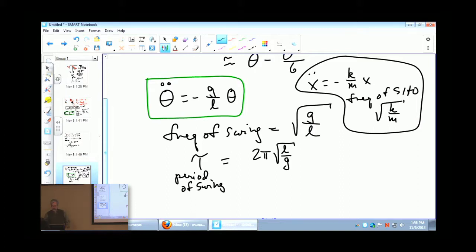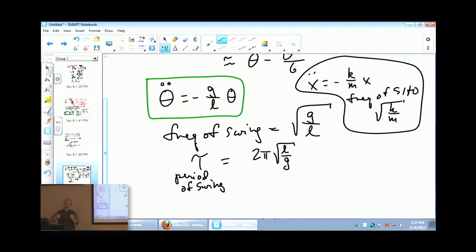Notice that the frequency of the swing doesn't depend on the mass. The mass has dropped out. That's because gravity depends on the mass, and so does the moment of inertia. So it drops out. And notice also that it doesn't depend on the amplitude of the motion. If I take a small angle pendulum, pull it out just a little distance from vertical and let go, it's going to swing. And if I take a second pendulum and pull it out twice as far and let it go, they'll stay in sync for a long time.